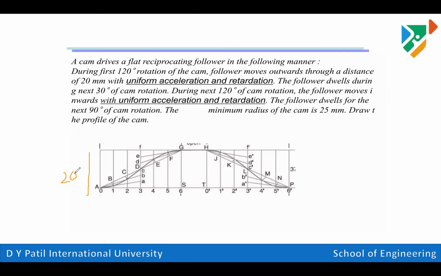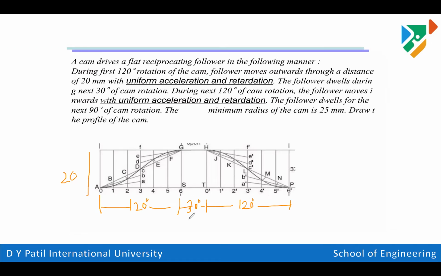Just look at the data. Angles of rotation are available. The first angle is 120 degrees. They have mentioned the dwell is given as 30 degrees, so we can write dwell 30. Again, 120 degrees is the angle of return. So these are the angles we have for this follower motion: 120, then 30, and this is again 120.